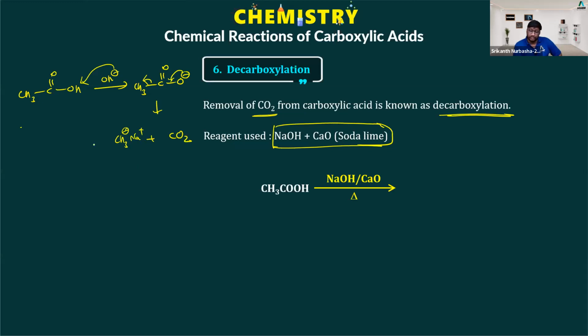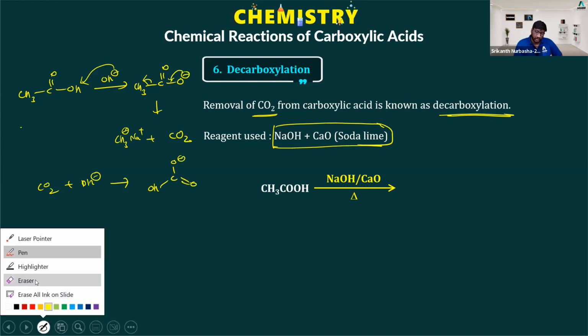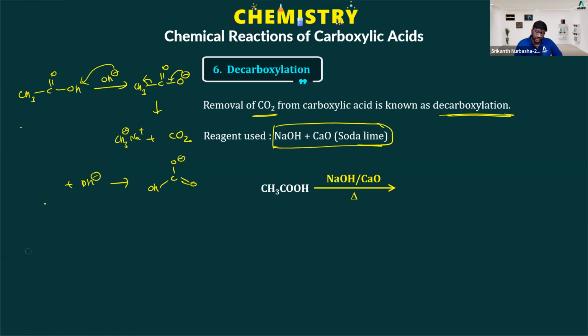Yes or no? And we have CO2. CO2 is also attacked by OH minus. That will lead to the formation of HO-C(=O)-O minus, because CO2 will have this type of structure. How is the carbon removed whenever you are treating with soda lime? This OH bond is there, right?